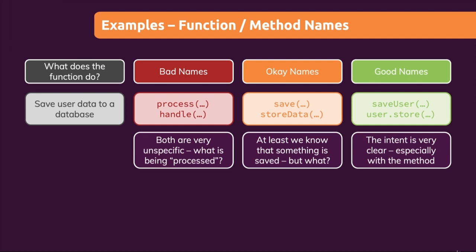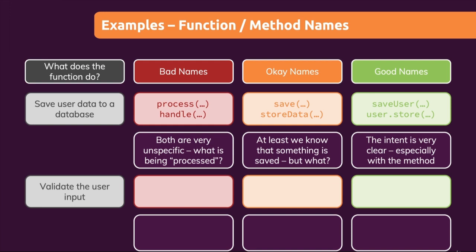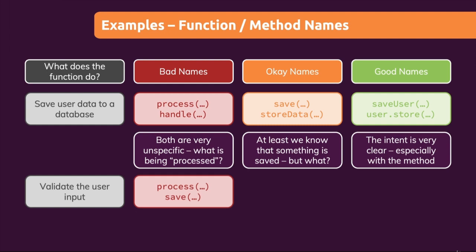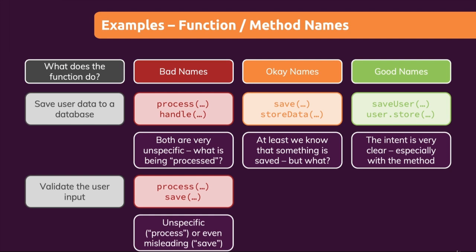But before we do that, it's again time for you to pause this video and try this on your own. Let's say we have a function which validates some user input. How would you name that? And by the way, it doesn't necessarily have to return true or false. So how would you name this function or this method then? Well, bad names again could be process or now also save. Validating is not the same as saving. We might save after validating something, but first we validate it, and there nothing gets saved. So this is unspecific in the case of process, and even misleading in the case of save.